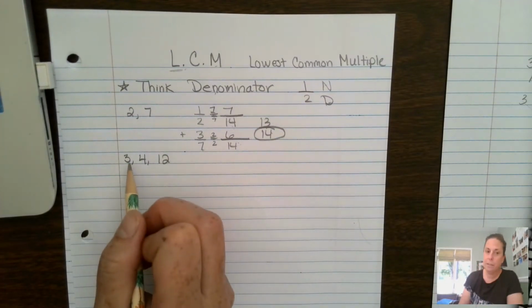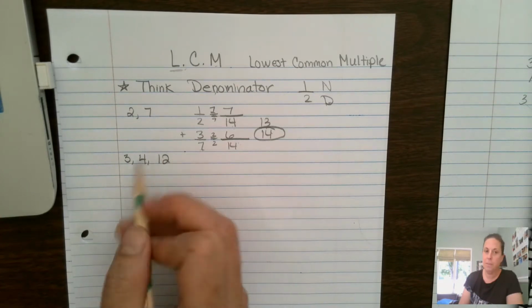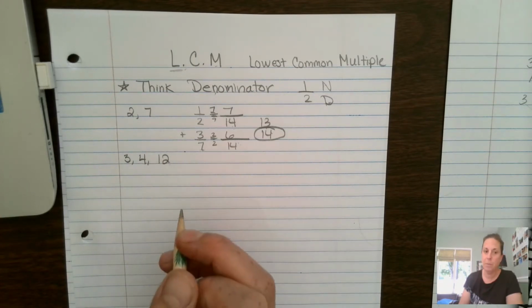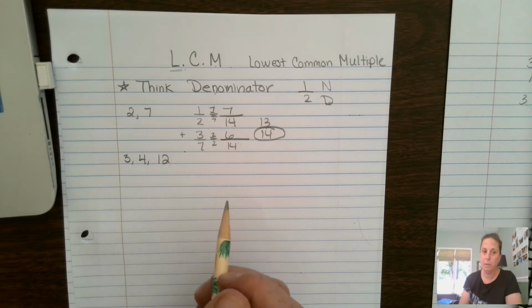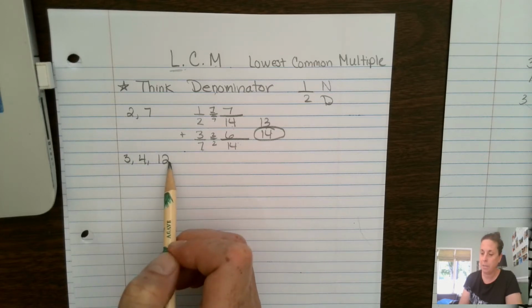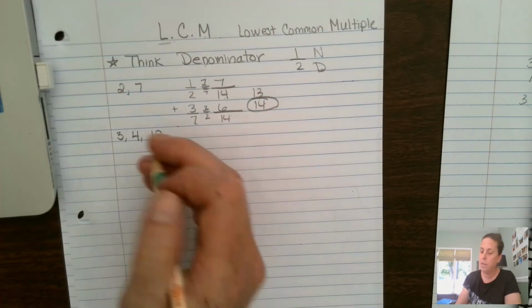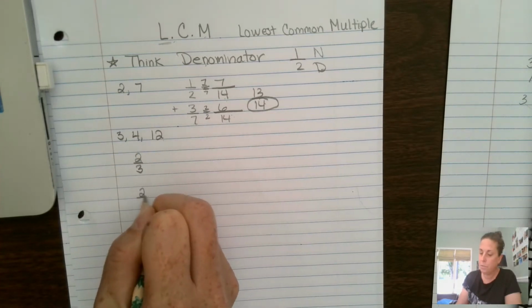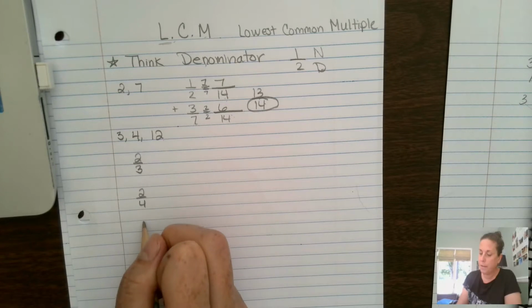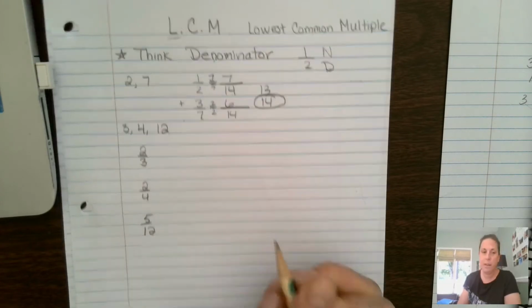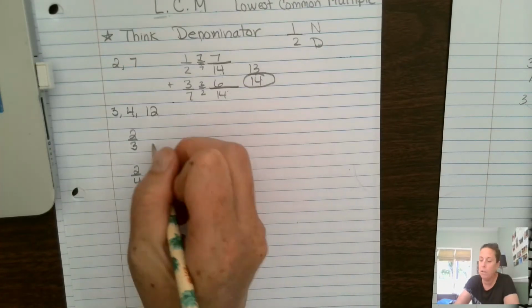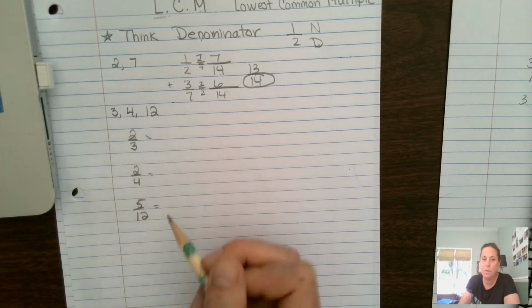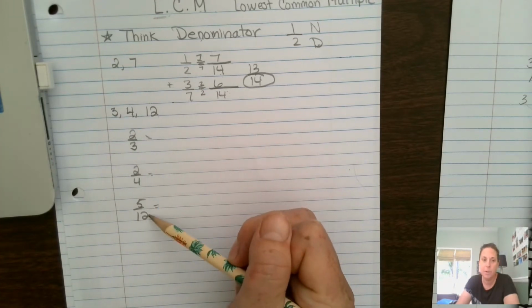I'll do it again with this one. They want to find the lowest common multiple of this set of numbers. So hopefully you can see right away it's 12, because you're thinking if these were the denominators, which number can they all go into? But I'll show it. So if I had a fraction like 2/3, 2/4, and 5/12, I want to find what's the denominator they all can go into. And again, it's always going to be at least the biggest number.